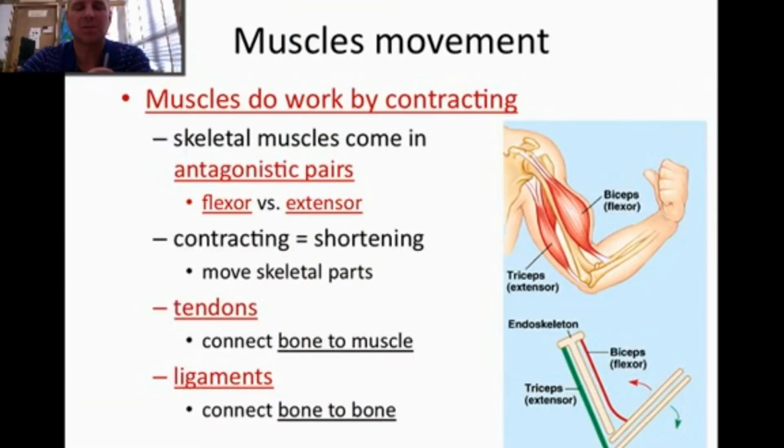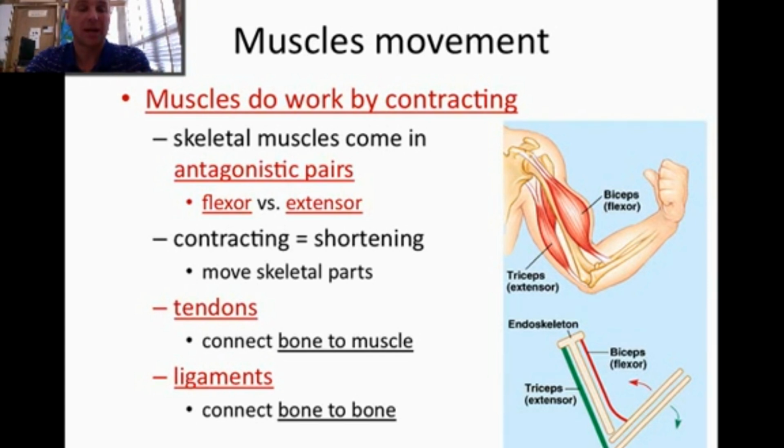Now, let's specifically focus in on muscle movement. Muscles do work by contracting. They're always in antagonistic pairs. There's a flexor and an extensor. Our flexor would be like our bicep. It's what pulls our arm closer to us. An extensor would be like our tricep, which lets us stretch our arm out. So you've got a contracting or shortening, and then an extension.